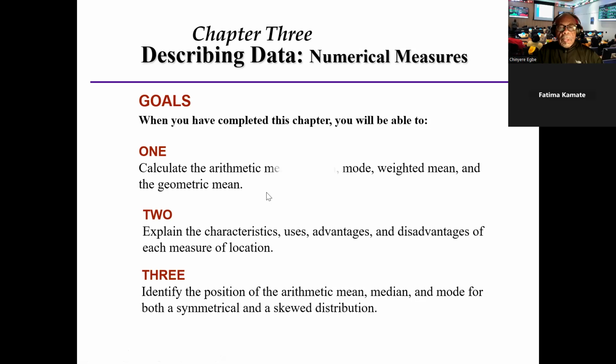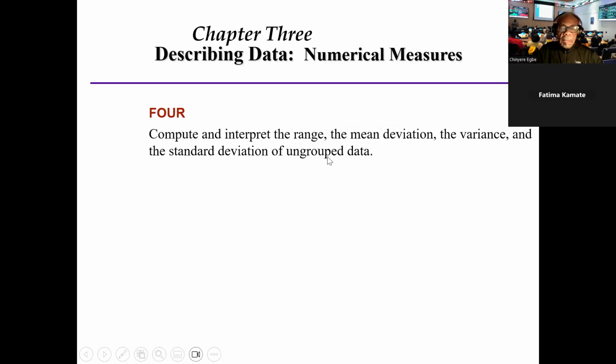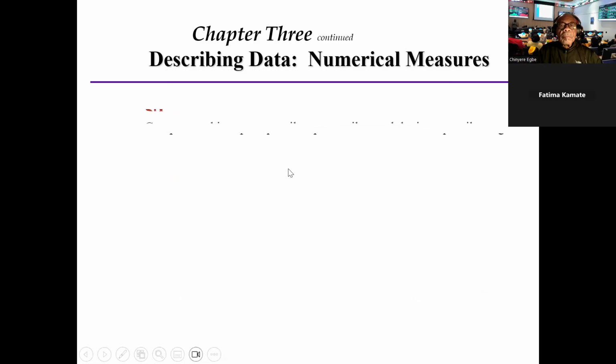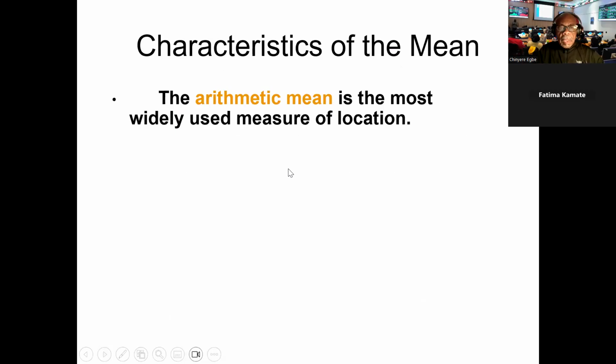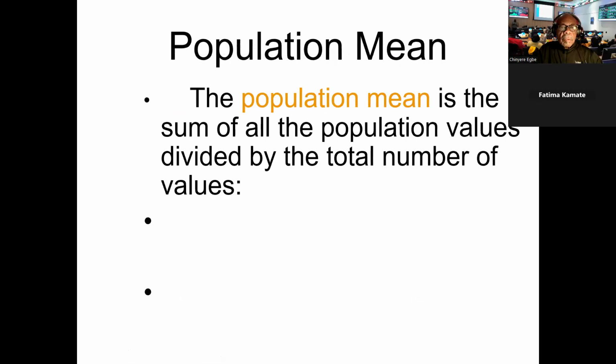Okay. As I said, the mean is simply a measure of, it's an average. Okay. That's just the technical statistical word for it. Okay. An average. Okay. We will not go through these other things like the quartiles. As I said, the arithmetic mean is the most widely used measure of location. Okay. And it's calculated by summing the values and dividing by the number of values.